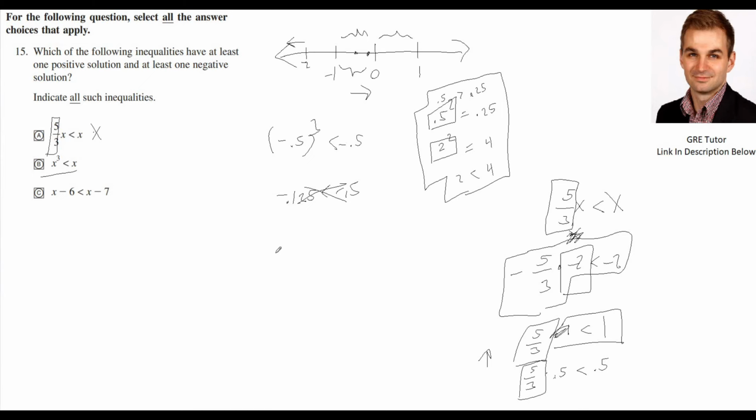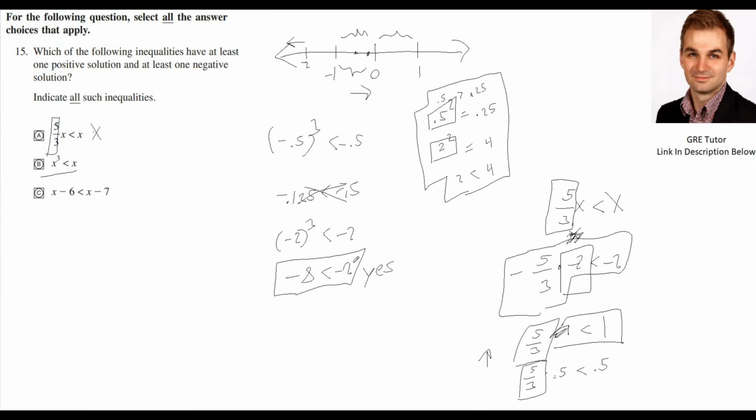What about a larger number, like negative 2? Negative 2 on this side is going to be negative 2 cubed. This becomes negative 8, and this remains negative 2. Is negative 8 less than negative 2? Yes, that does work. So now we have a negative that works.